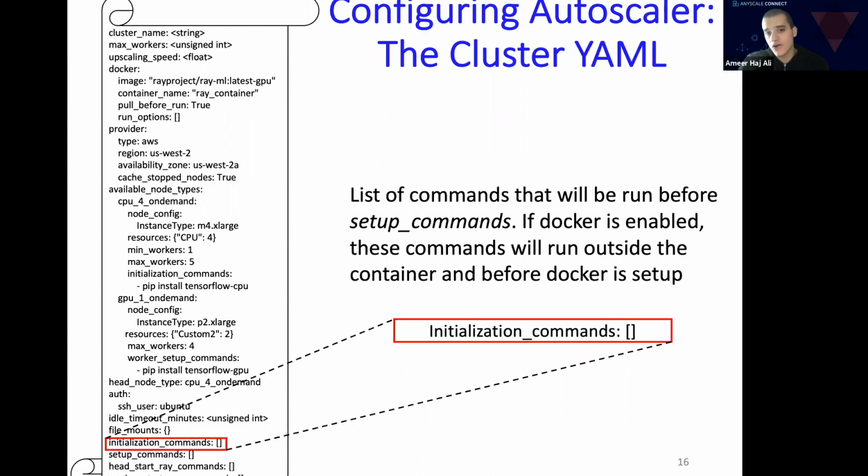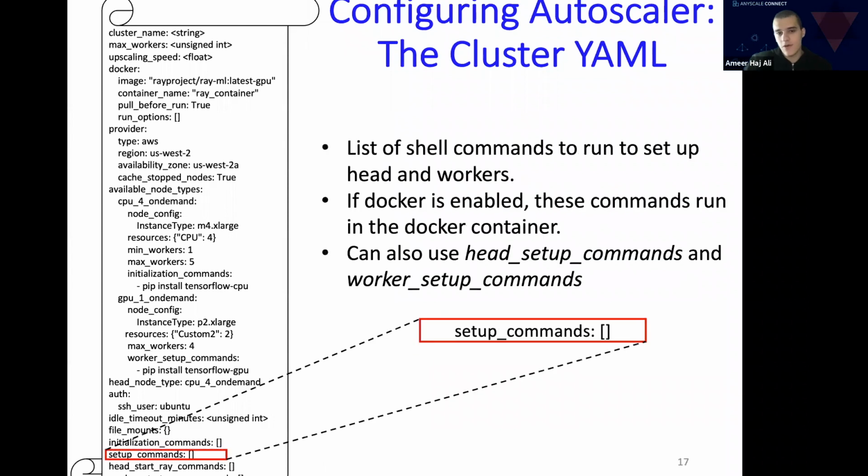We have the initialization commands, which are a list of commands that run before the setup commands. And if Docker is enabled, they run basically outside the container before the Docker is set up. We have the setup commands, which are a list of shell commands that you can run to set up the head and workers. And sorry, if Docker is enabled, these commands run in the Docker container. You can also provide custom setup commands to the head or the workers separately by providing head setup commands and worker setup commands.